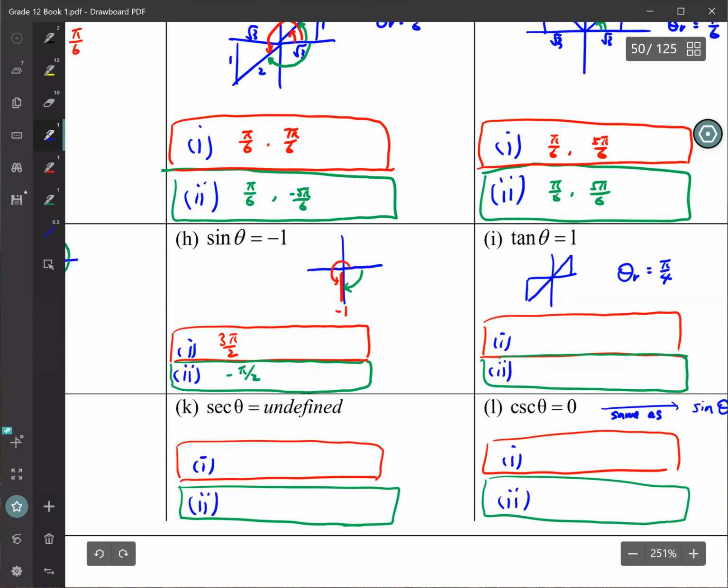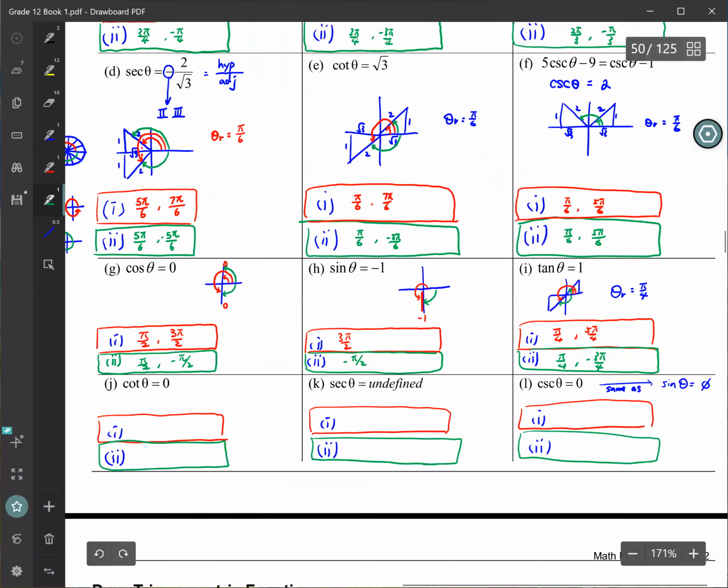So the first answer will be pi over 4, and second answer? 5 pi over 4. Okay, now the green one, pi over 4. And then the other green, negative 3 pi over 4. Perfect.